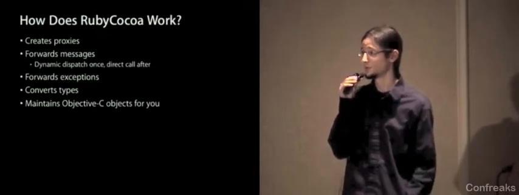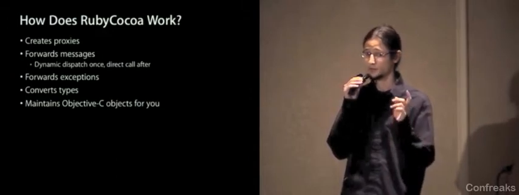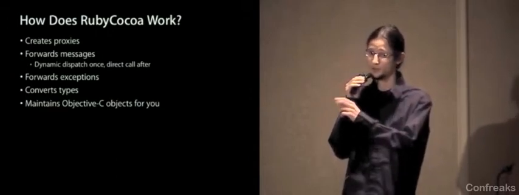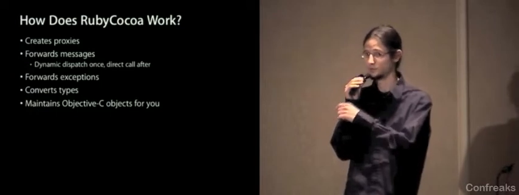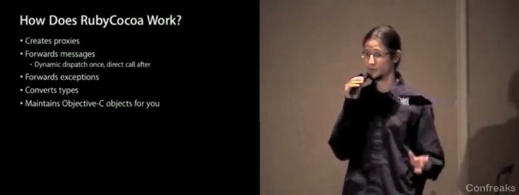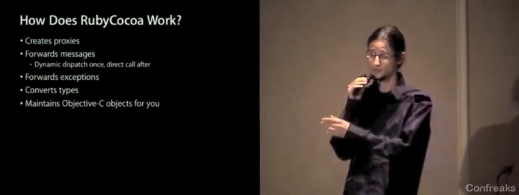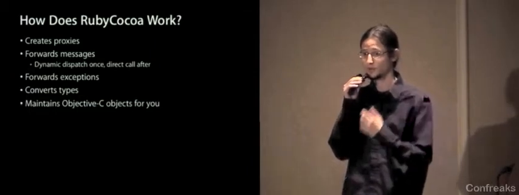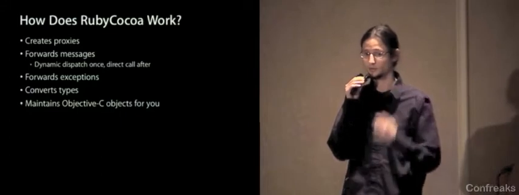And as you can imagine, parameters are converted from Ruby to Objective-C. The return value is converted from Objective-C to Ruby. And we also convert exceptions. So if you call an Objective-C method that raises an exception, we will catch it, convert it to a Ruby exception, and pass it back to the Ruby runtime.